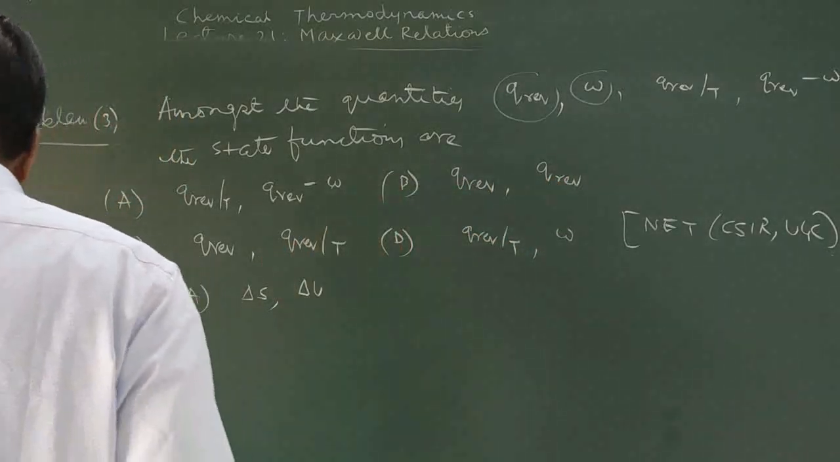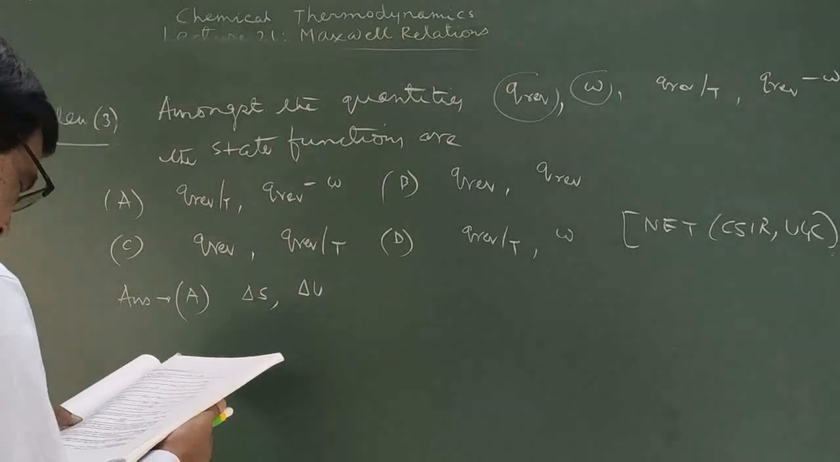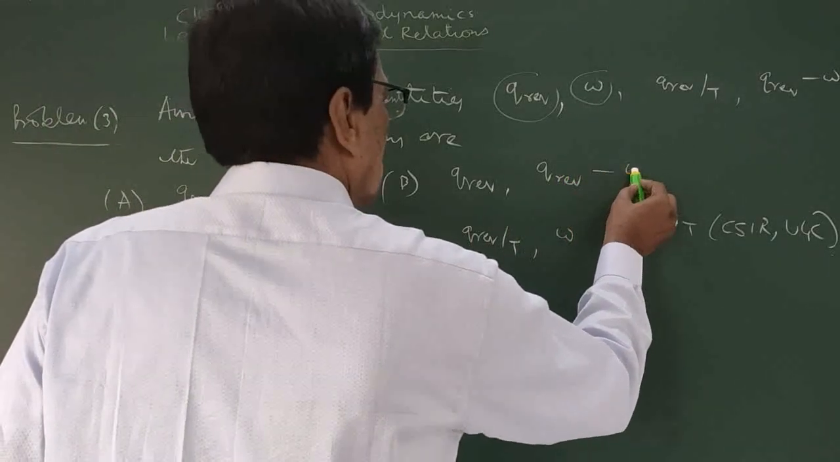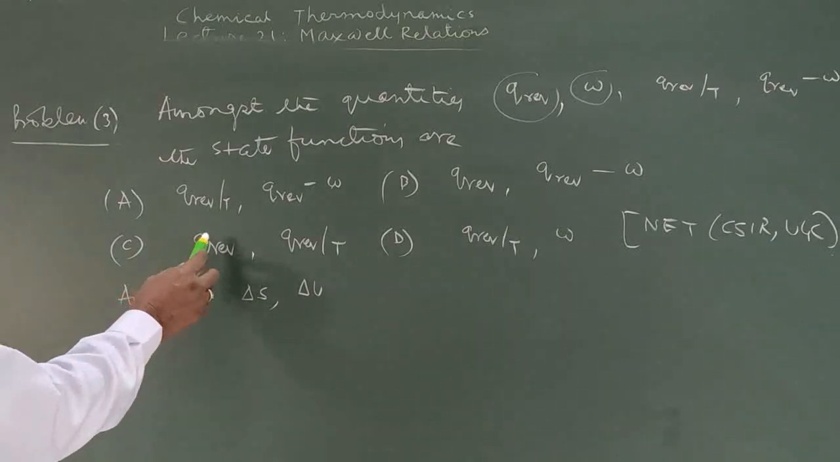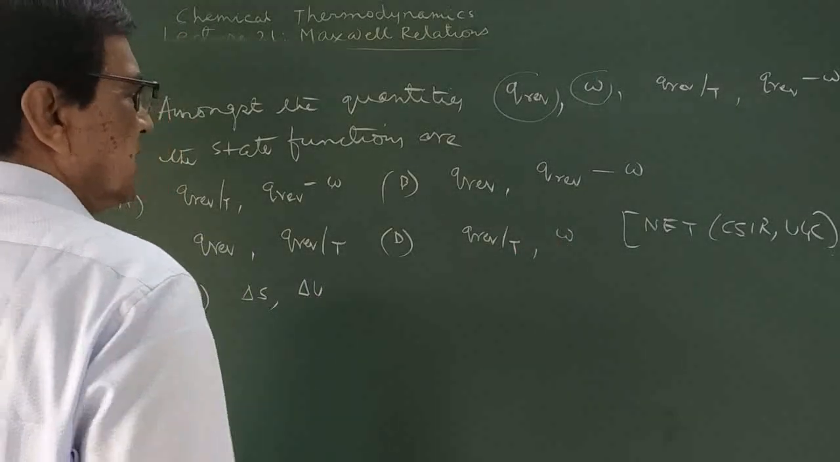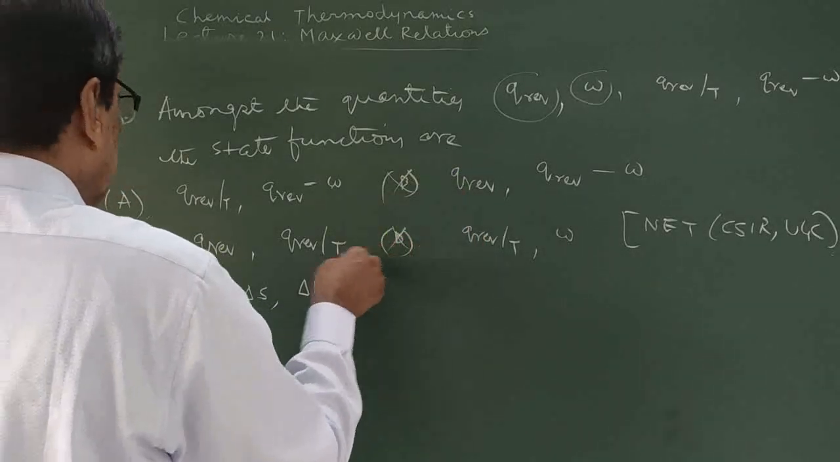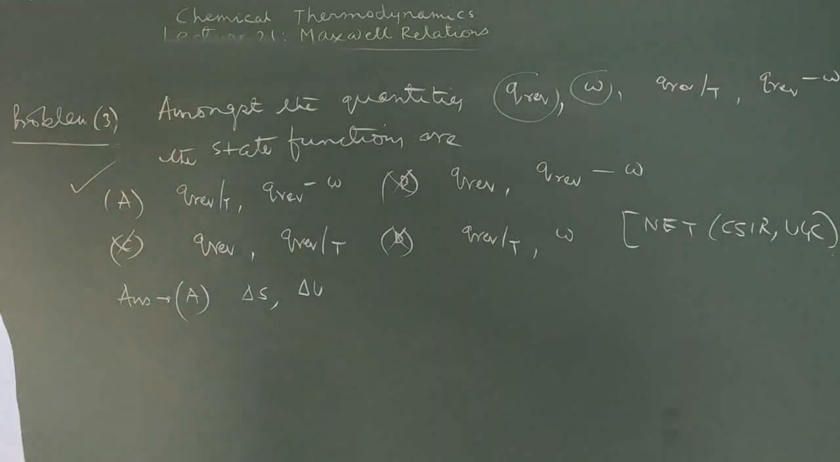Q reversible, and Q reversible minus W: this one not a state function, this one not a state function. So these three are cancelled. A is the right option for this.